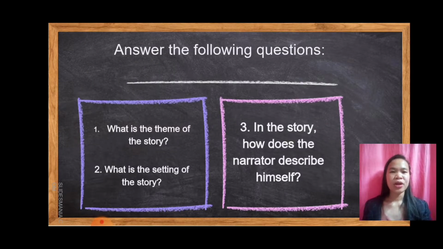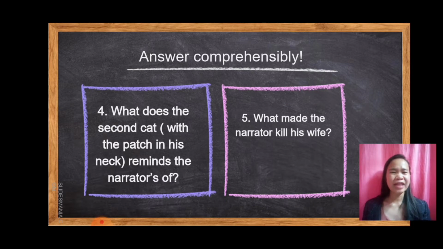Number 1. What is the theme of the story? Number 2. What is the setting of the story? Number 3. In the story, how does the narrator describe himself? Number 4. What does the second cat with the patch on its neck remind the narrator of? And lastly, what made the narrator kill his wife?